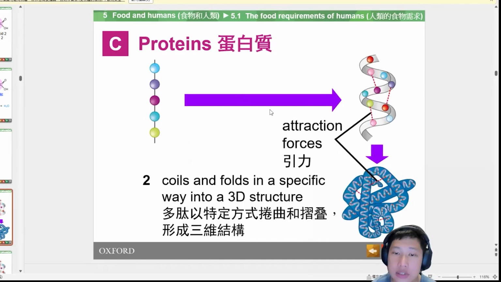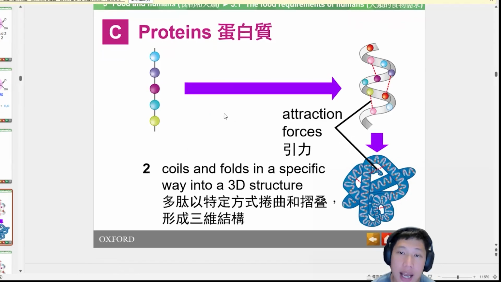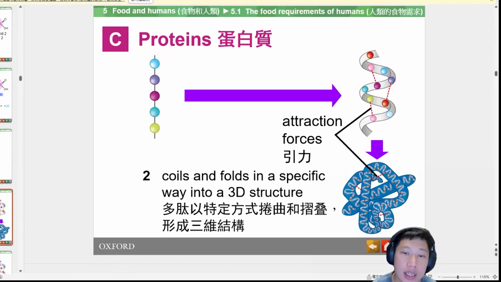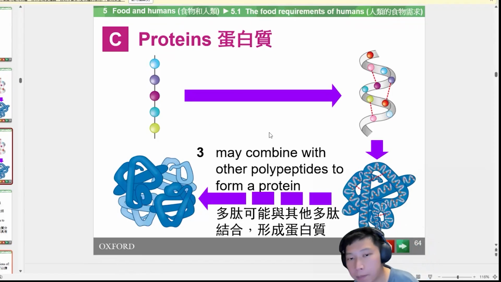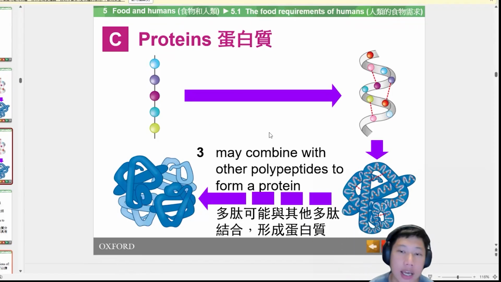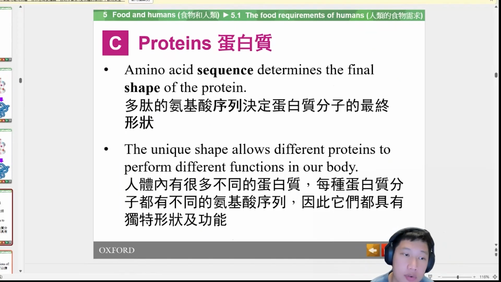Now, once they coil up and fold in specific ways into some 3D structure, in this case we will say they are the protein. Once the protein forms, they will keep binding. Once they bind or form what we call specific sites, they will form the desired protein that we want.